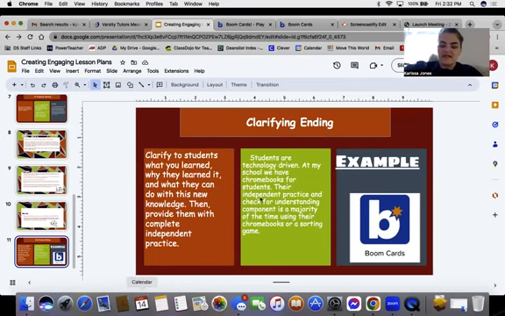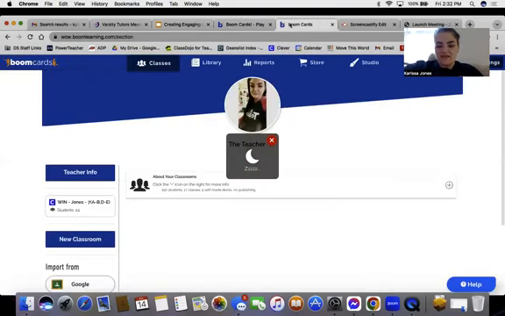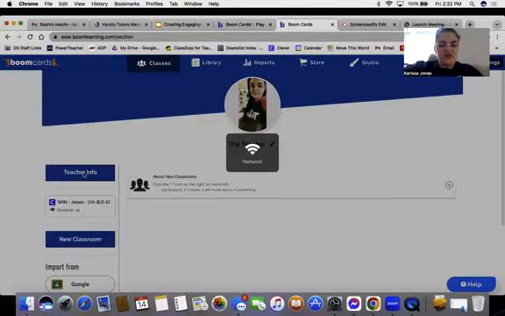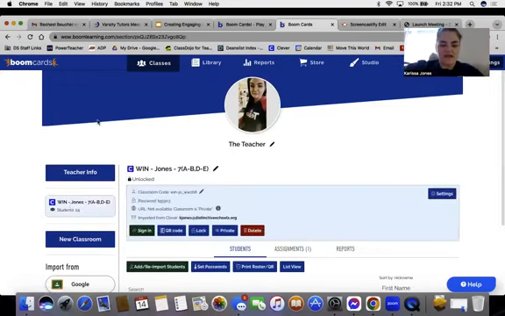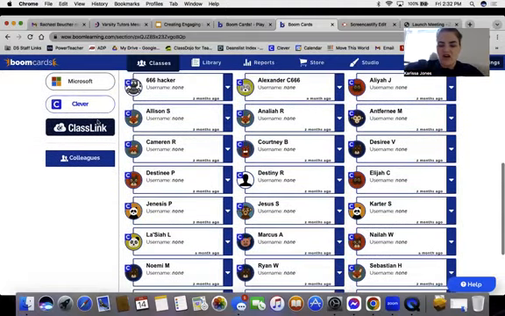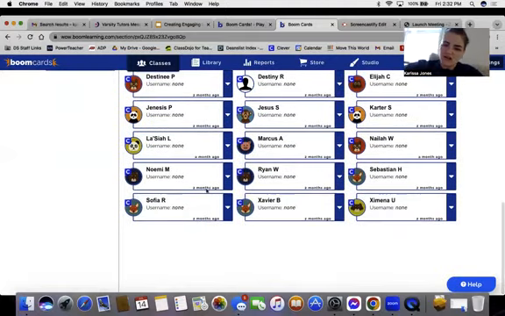So what I use is called Boom Cards. It's an app that students use. Here, I'll show you right now. It's an app I use with my students, and it's incredible. So here's my little teacher page, and this is my classroom of students from last year. So they all have their own profile. I can see the last time they logged on.